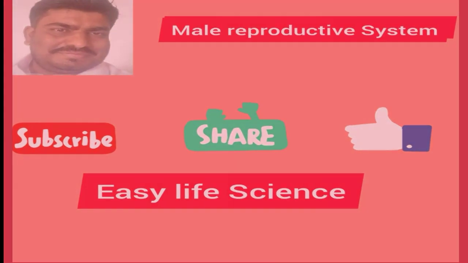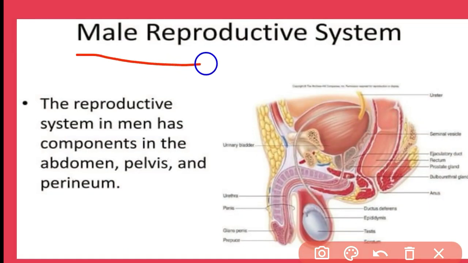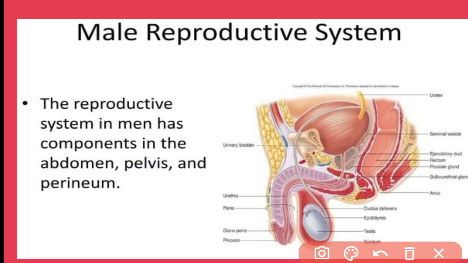So let's start. The male reproductive system has main components in the abdomen, pelvis, and perineum. The male reproductive system consists of several organs that have functions like production of male gametes called sperms and transfer them to the female body.